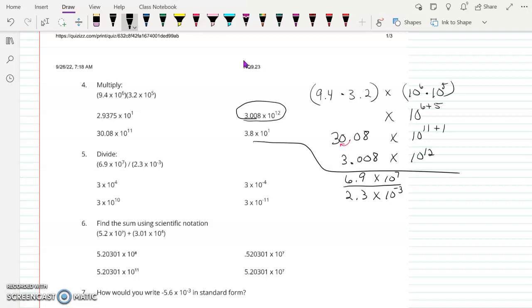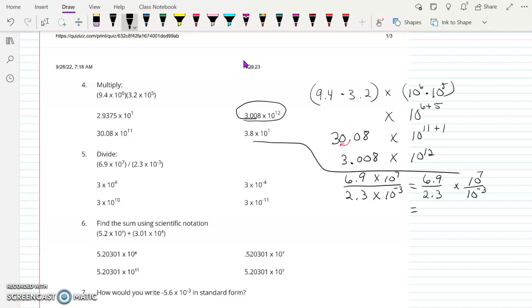So first thing I see that we're going to do is we're going to do 6.9 divided by 2.3, and we're going to do 10 to the 7th divided by 10 to the negative third. Again, I'm just grouping my like stuff together.